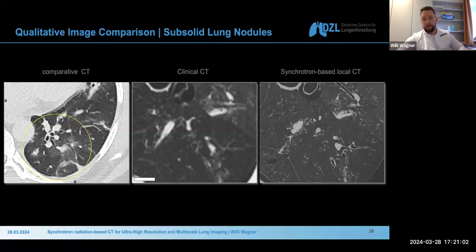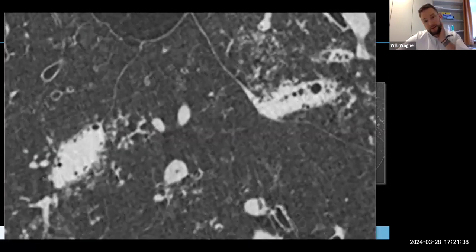Here's yet another example of lung nodules, and especially in this example, I wanted to emphasize the border and the substructure. So you can see substructures in these nodules that in clinical CT cannot be appreciated. And that's anatomical detail that, in my opinion, will help us in the future to characterize lung nodules in patients. That's the amount of detail that you get.